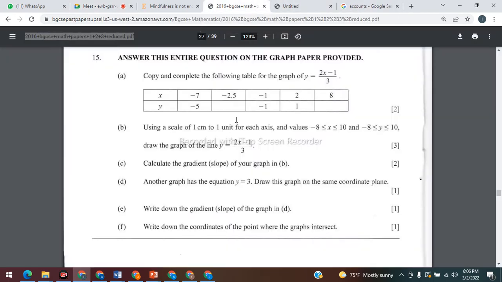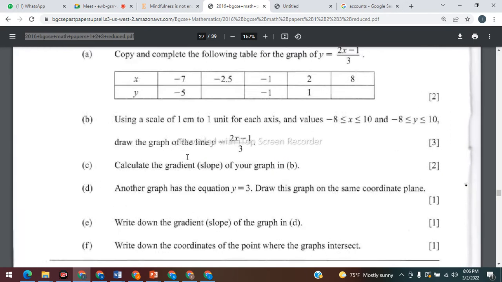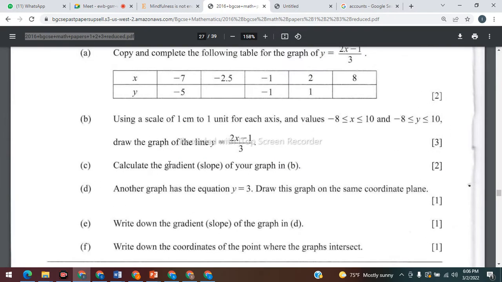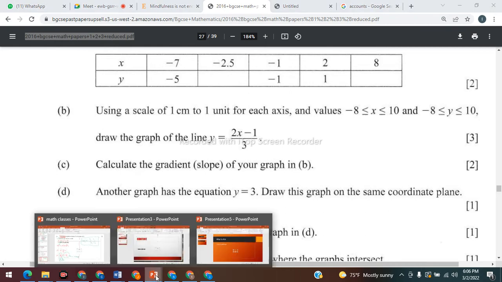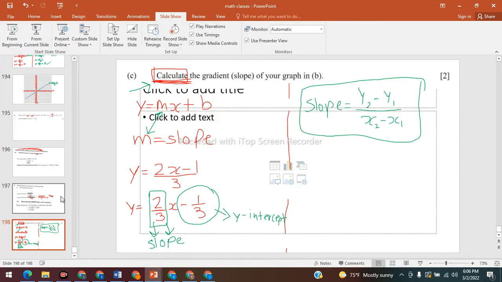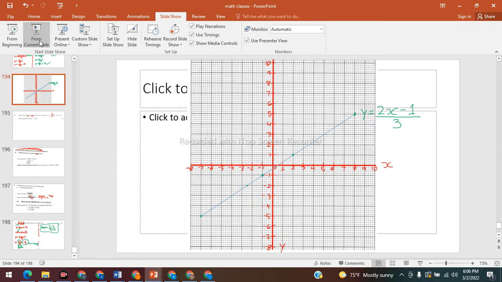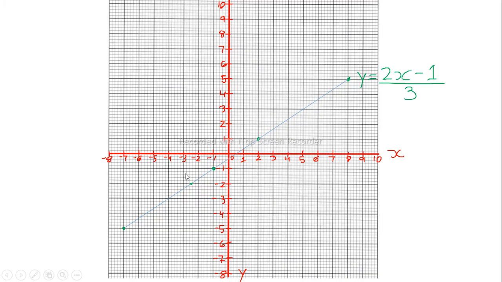So let's finish up where we left off. Yesterday we were trying to figure out what the slope is. It says here, calculate the gradient. Now a gradient is just another word for slope. So it says calculate the gradient or slope of your graph in B. Yesterday we drew the graph. This is the graph that we drew. It's a linear function, so it's a graph of a line.